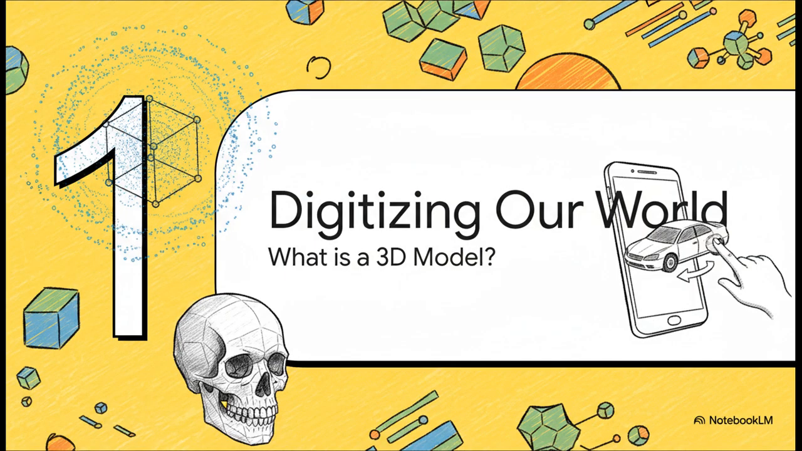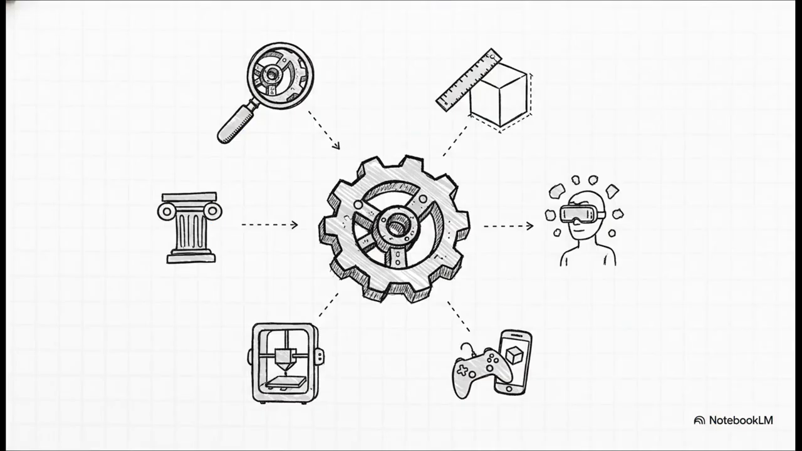So what exactly is a digital copy like that? It's so much more than just a flat picture. You see, a 3D model is a complete digital representation of an object, something we can actually interact with, manipulate, and explore in ways a simple image could never, ever allow. And this is where it gets really powerful.